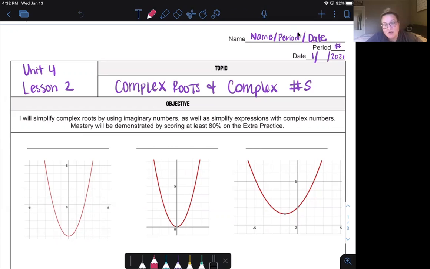For our objective today, this is what we're going to be learning. I will simplify complex roots by using imaginary numbers, as well as simplify expressions with complex numbers. And you're going to know that you mastered this objective by scoring at least an 80% on the extra practice, which you're going to do after the lesson and then submit to Schoology like we did in our previous semester.